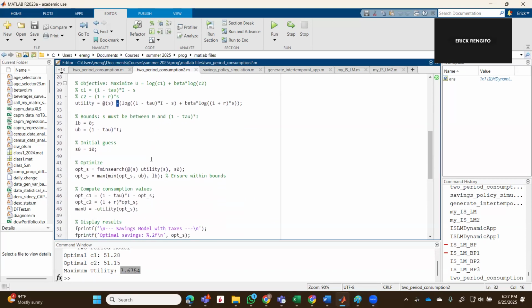Okay. So I have limits. I want my lower bound to be 0. Nothing can be negative. And my upper bound, guys, is basically what I can spend, my disposable income. I cannot save more than my disposable income. Do you agree? I will start with an initial guess of 10. And I'm using fminsearch here. Why am I not using fmincon here, guys? Why am I using fminsearch and not fmincon?